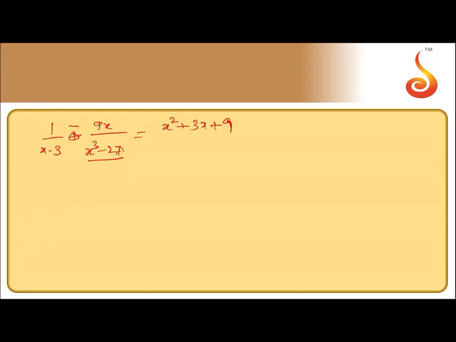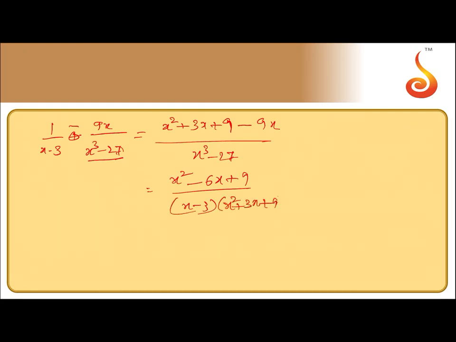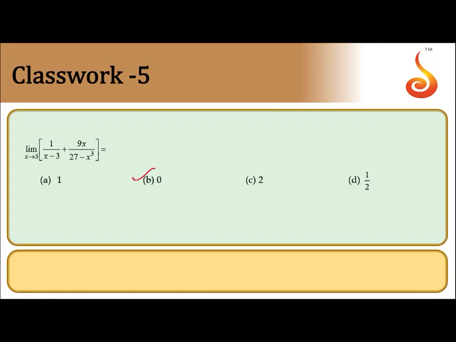So plus 9 and minus 9x divided by x cube minus 27. On simplification this gives x square minus 6x plus 9 divided by x minus 3 multiplied by x square plus 3x plus 9. The numerator is x minus 3 whole square divided by x minus 3 multiplied by x square plus 3x plus 9. As x tends to 3, one factor gets cancelled and the numerator is 0. 0 by something is equal to 0. So the answer for the problem is 0.